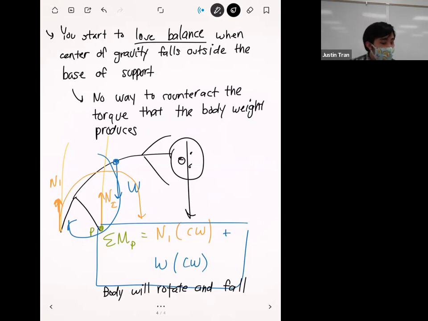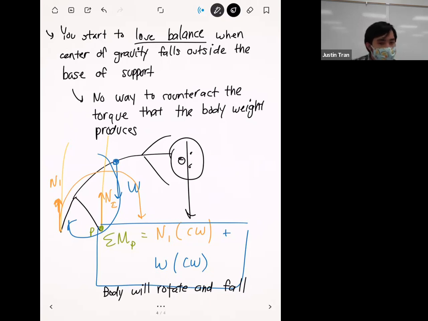And it can happen very quickly too. Only a couple seconds, or maybe even less than 1 second after your center of mass goes outside your base of support, you're going to find yourself rotating and toppling over. So the whole game with keeping balance in your body is trying to keep your center of mass within your base of support.